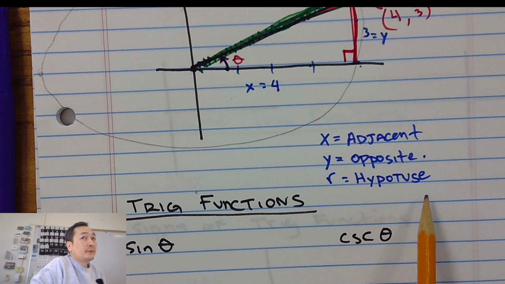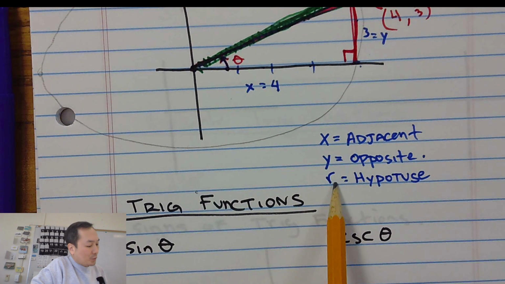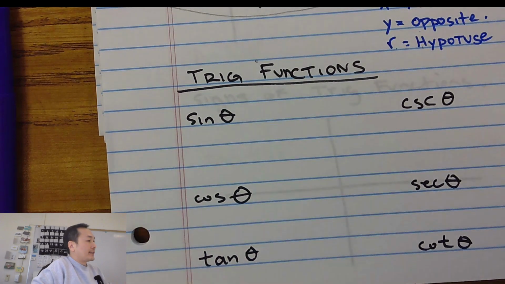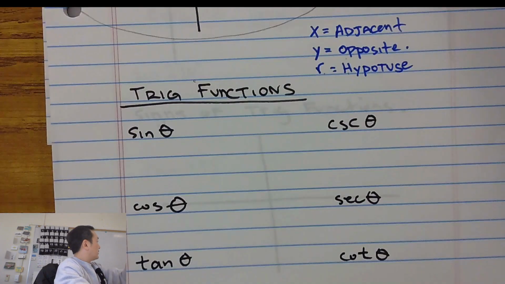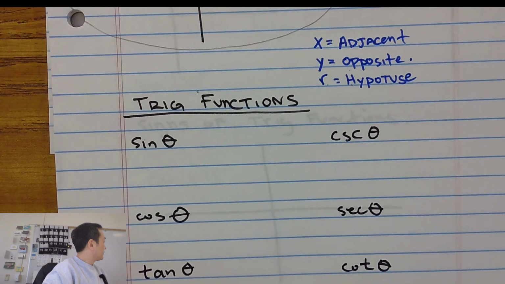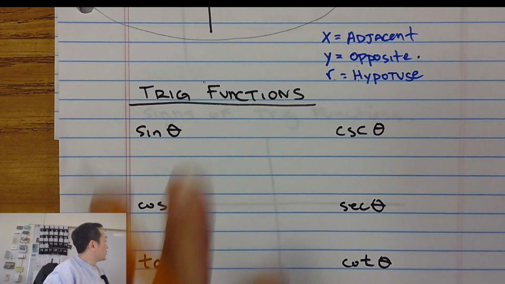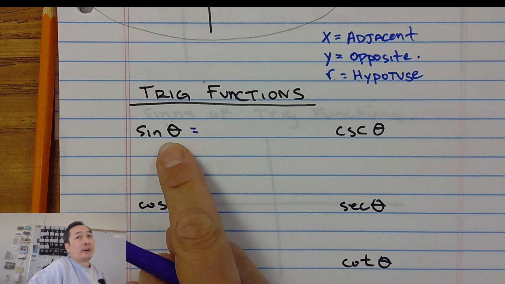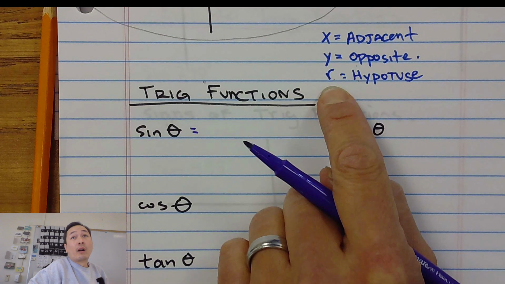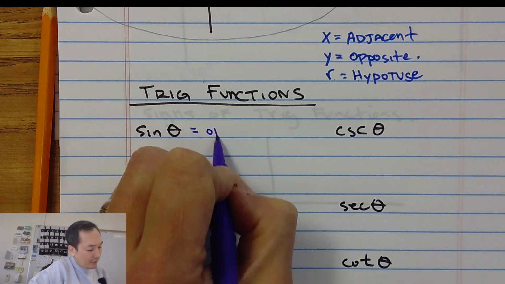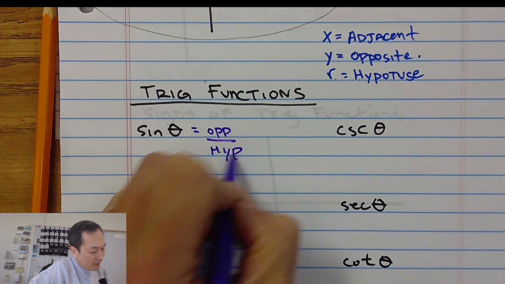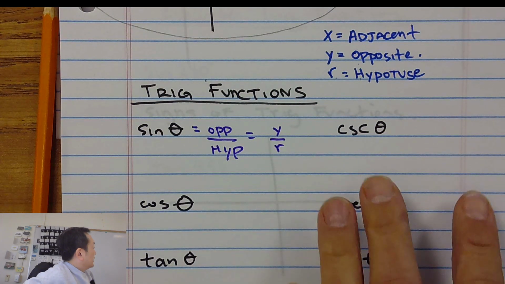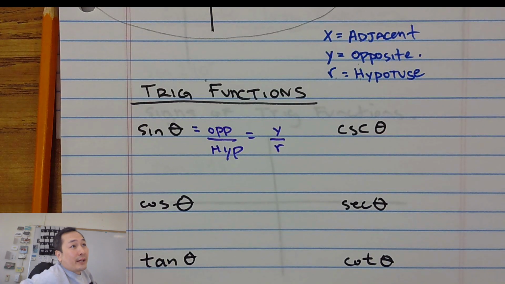So using x, y, and r instead of adjacent, opposite, and hypotenuse, I know you guys can do this. I'm just going to give you guys some time to get my new trig functions. For example, sine is opposite over hypotenuse, so it's going to be y over r. Opposite over hypotenuse, which equals y over r. So take some time to do this. I'll give you guys a little 30-second head start.